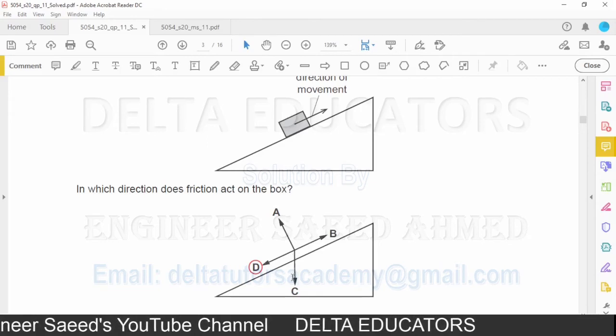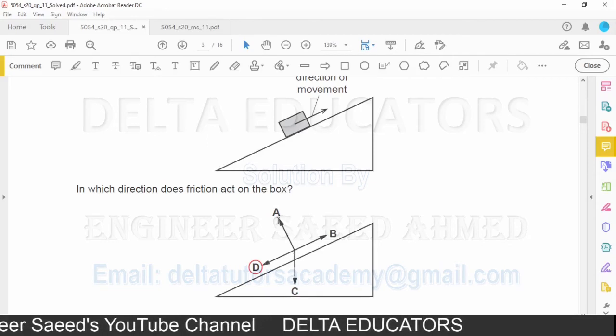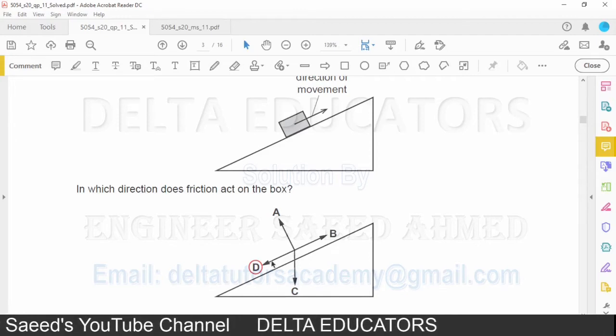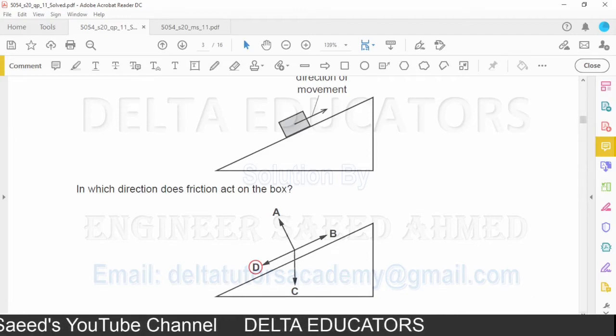This C is the weight of the object. This A is the normal reaction of this weight. And the frictional force is in the direction of D. So correct option is D.